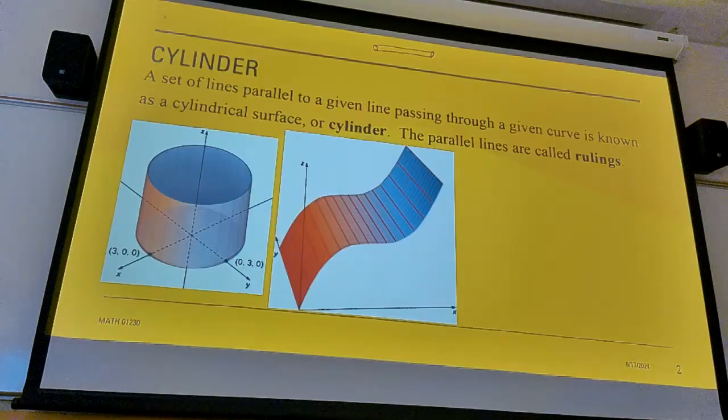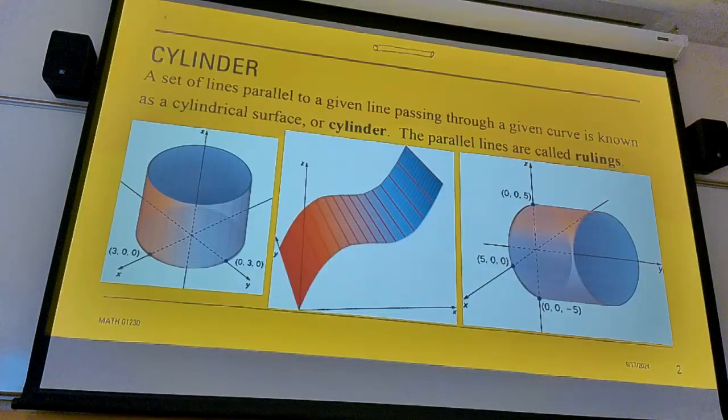Obviously, there's a right circular cylinder that would be turned vertically. Here's another cylinder that you may not look at as a cylinder. Here's a cylinder.